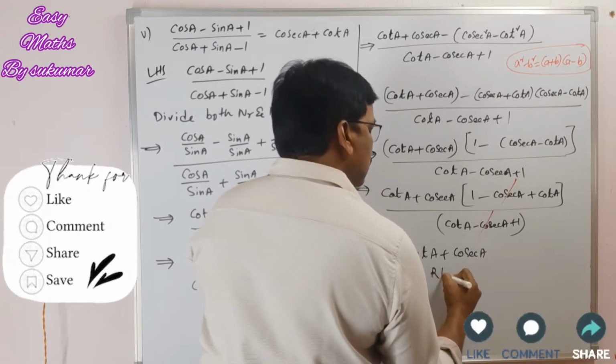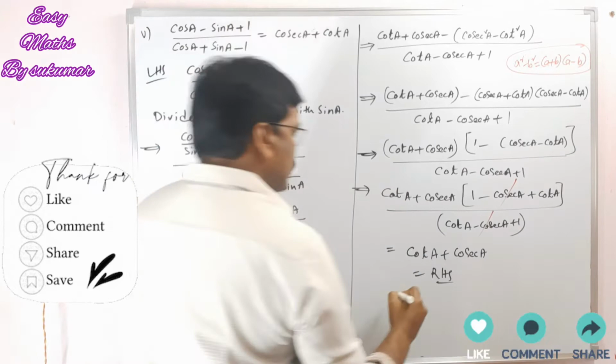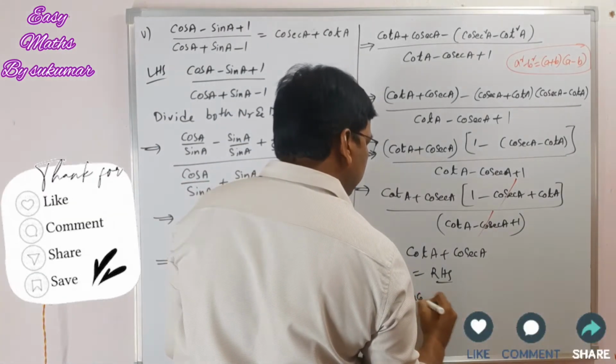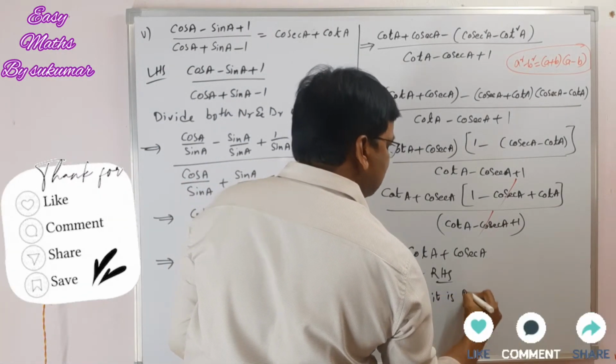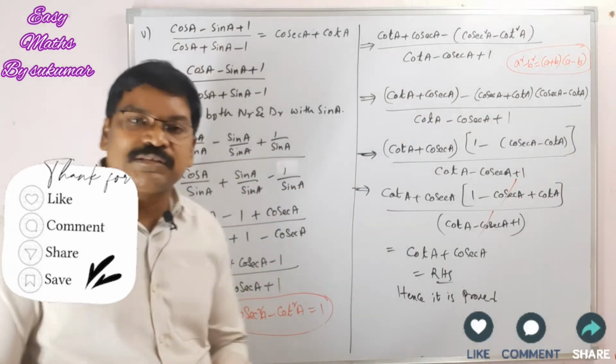This is equal to RHS, no? Cot A plus cosecant A. So hence it is proved. Right. Let me explain again this sum, my dear students.